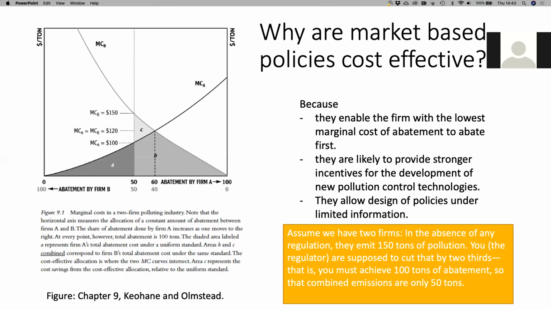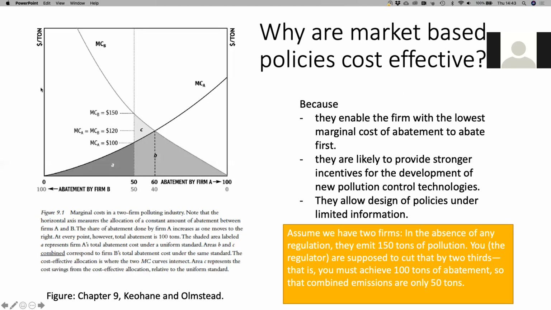Now, if you were to use a command and control method, the easy way of thinking about it is to say, okay, both firms, let's be fair, and say both firms need to cut it by half. So this is the command and control method. You'll say each firm should achieve, let's say, 50 tons of abatement because you want to achieve 100 in total. Does this make sense or not? Let's think about it. The key here is to see how much it costs each firm to abate.